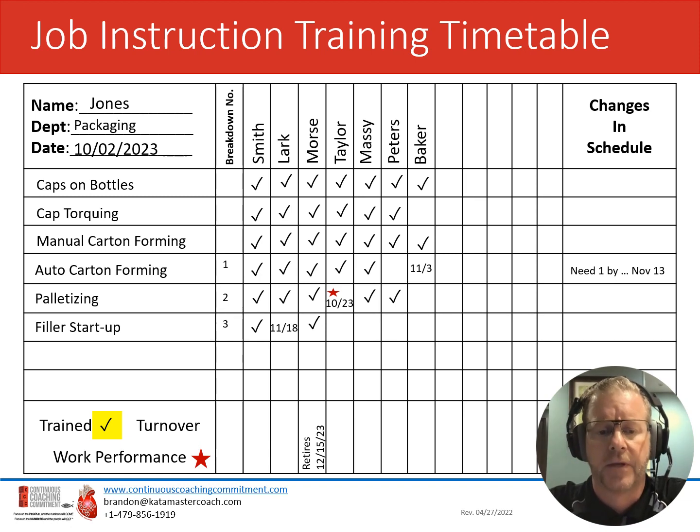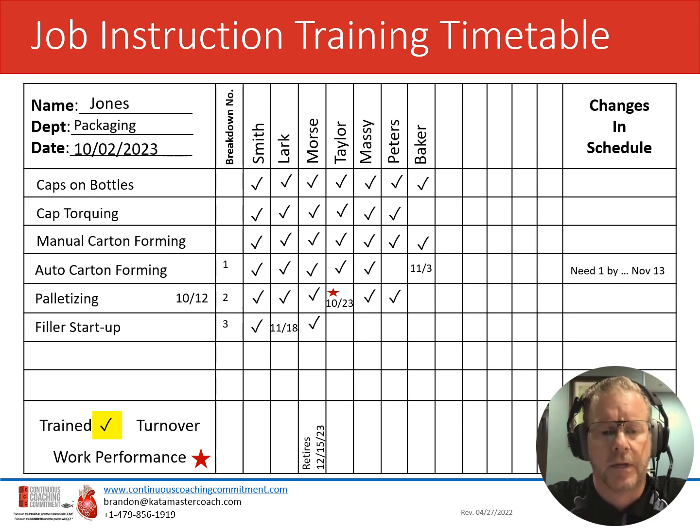Next, the job breakdown she needed to work on was the filler startup. That would be job breakdown number 3 because she would need that job breakdown to train Lark on November the 18th. She set a due date to have those job breakdowns completed. So since Taylor's training needed to be completed October 23rd, where the star's at, she made a note of October 12th to have the job breakdown completely finished, road tested, and ready to go.